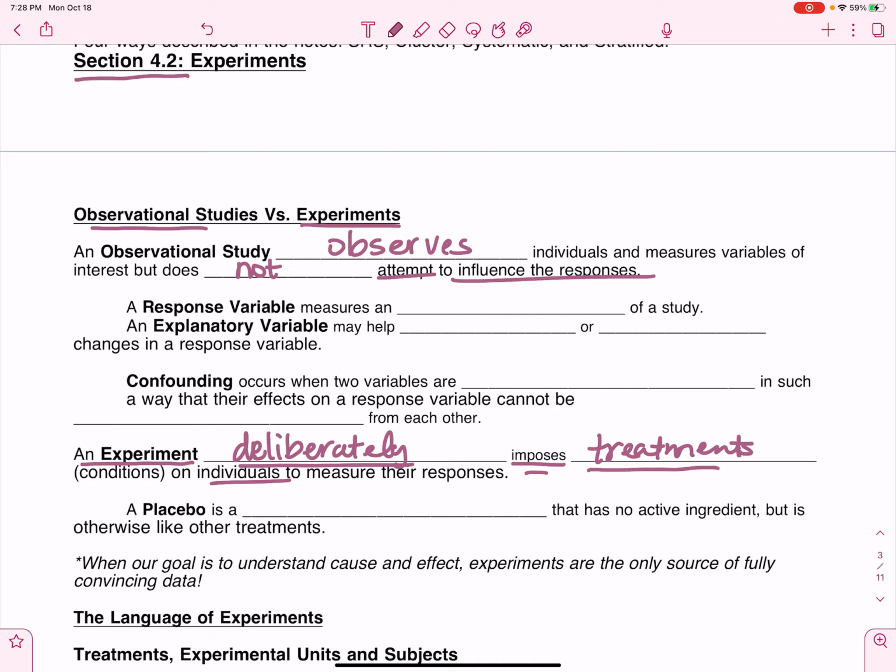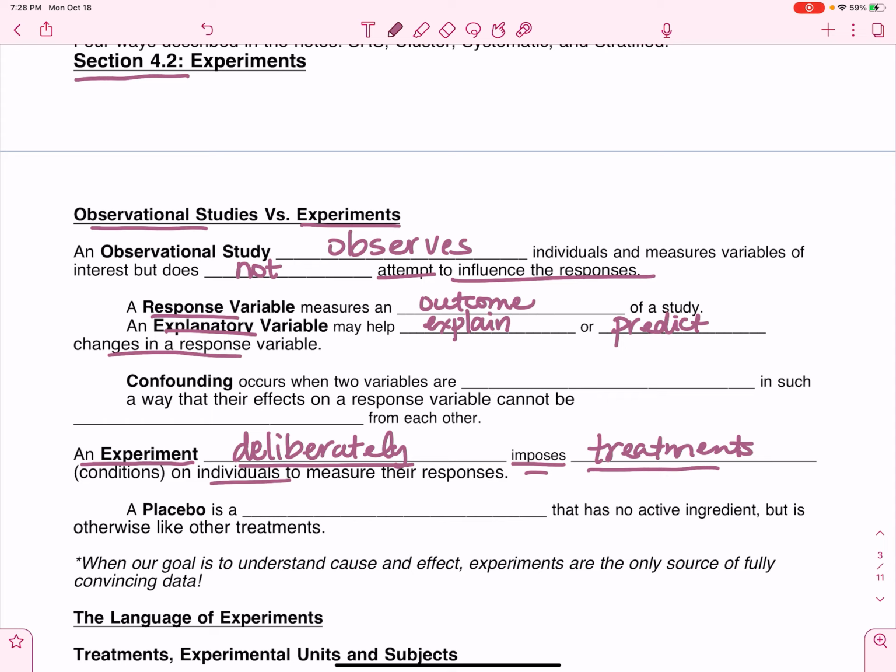So just like we talked about in Unit 2, we do have a response variable and an explanatory variable. Response variables measure an outcome of a study, and an explanatory variable possibly helps explain or predict what changes we see in the response variable.